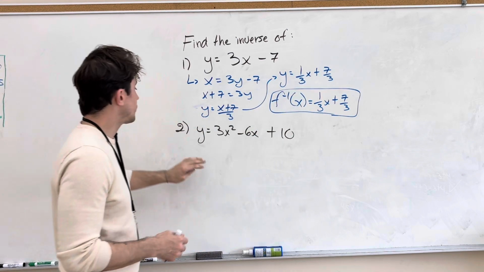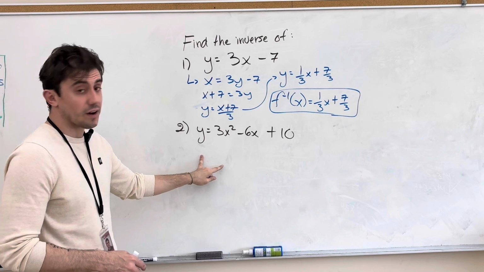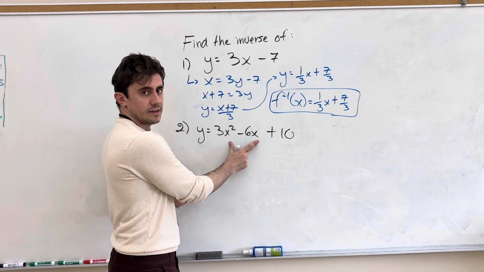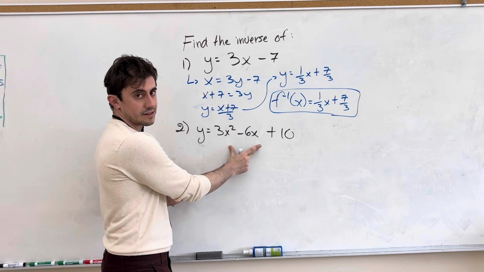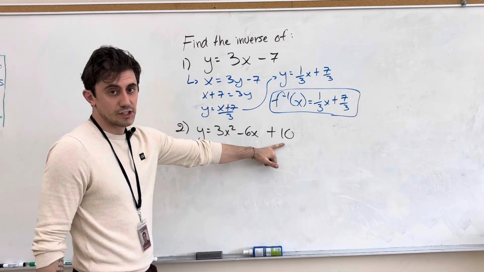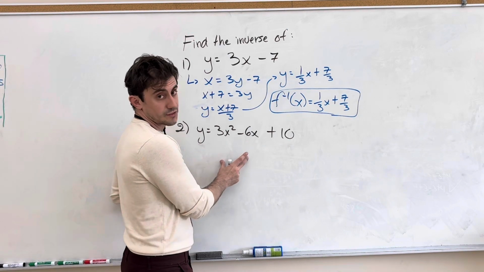Okay. For number 2, we have a quadratic equation. Now, if we swap x and y right now, you'll notice that we would get 2 y's. Those won't be easy to isolate. So what I recommend doing is let's write this quadratic equation in vertex form first. Let's complete the square to get it into vertex form.